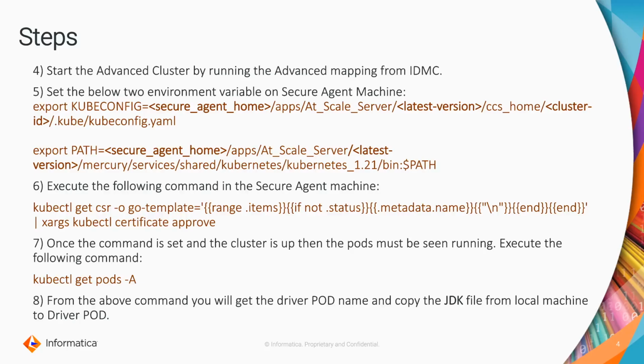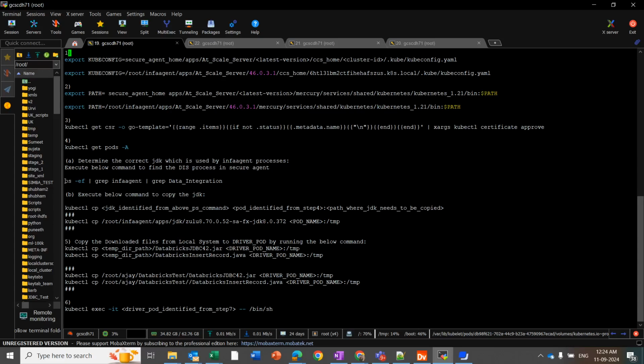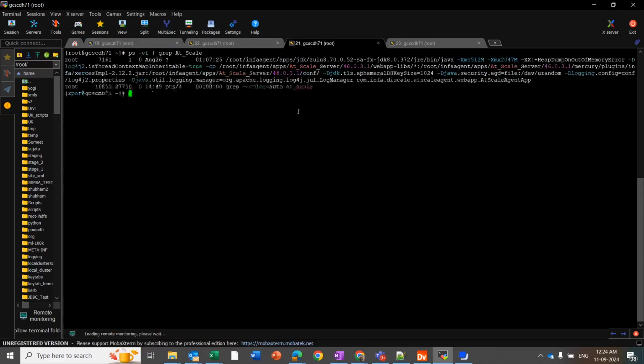Now once you get the pod details, you need to copy the JDK file from the local system to the driver pod. For copying the JDK, first you need to identify the JDK which is currently being used by Informatica, and the same JDK needs to be copied to the driver pod. For that, you can run this command: ps -ef | grep infoagent | grep data integration. Copy this ps -ef grep command and execute it from the secure agent machine.